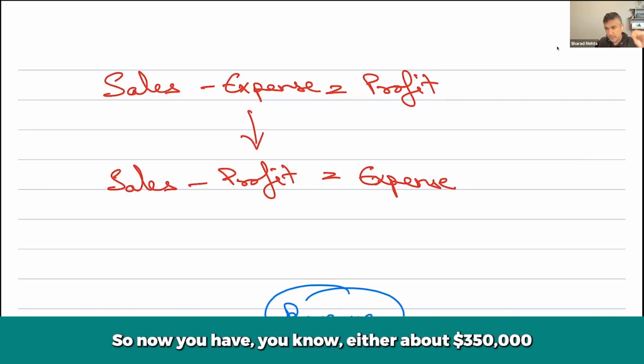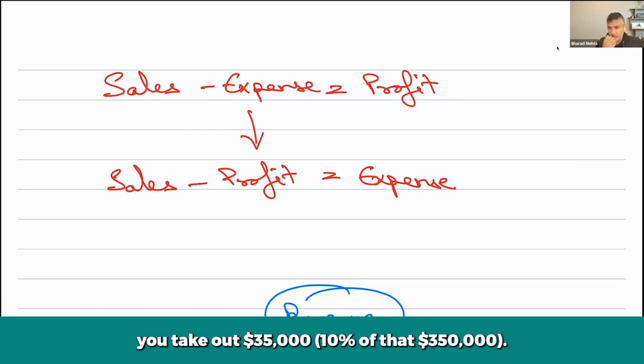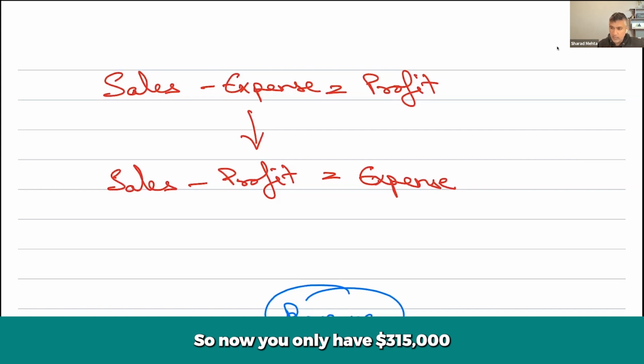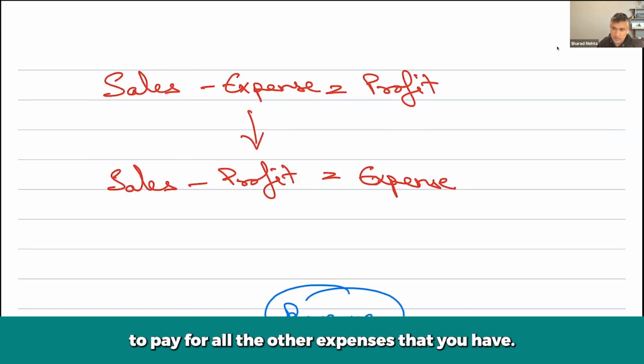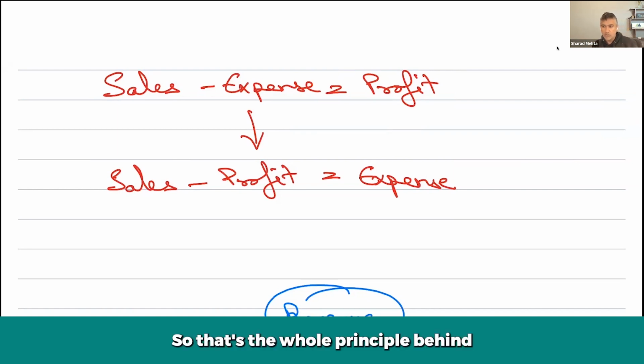So now, out of that $350,000 revenue that you had, you take out 35,000, 10% of that 350. So now you only have $315,000 to pay for all the other expenses that you have. So that's the whole principle behind Profit First: all the revenue that you make, you take out profit first, and then you go into operating expenses and other expenses that you have.